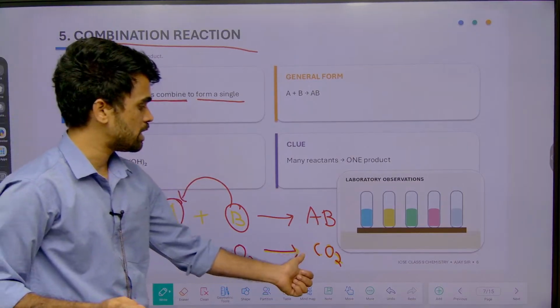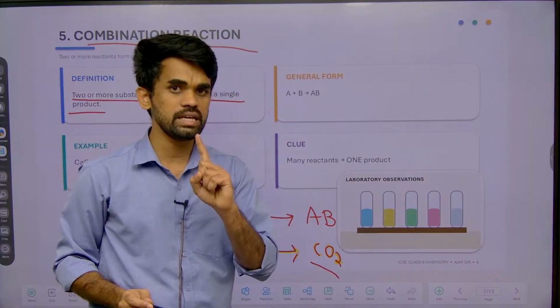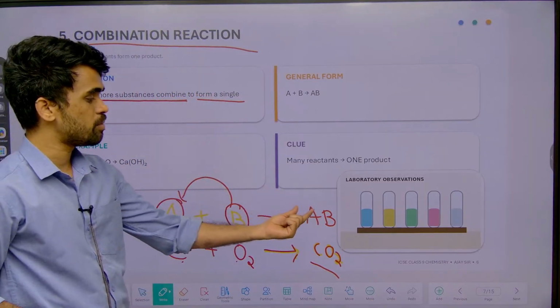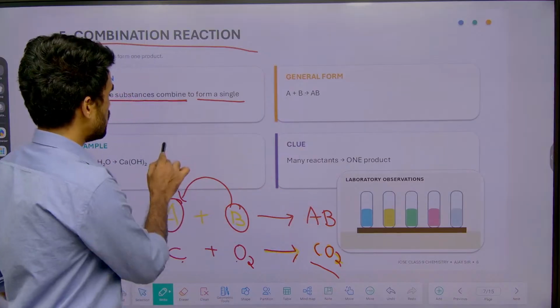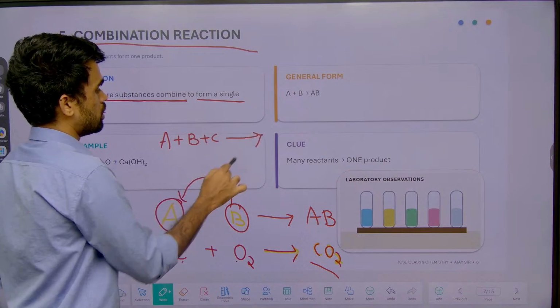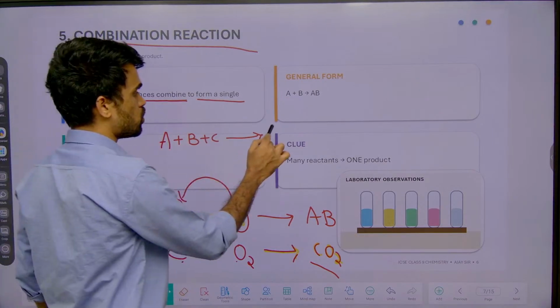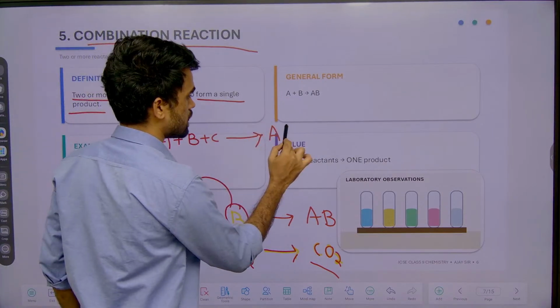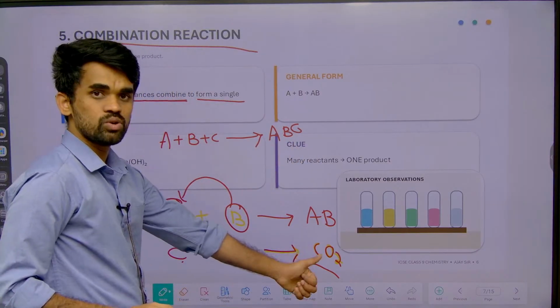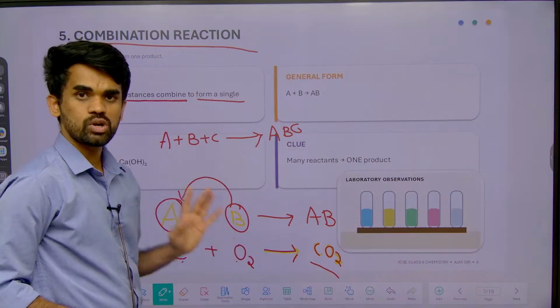The product side, how many should be there? Only one single product should be there. Like A and B combining to form the final product AB. Sometimes it may be A, B, C, multiple reactants combining, but the product formed should be only one, that is ABC only. Like here, C plus O2 combining to form CO2, right? So only a single product should be formed.